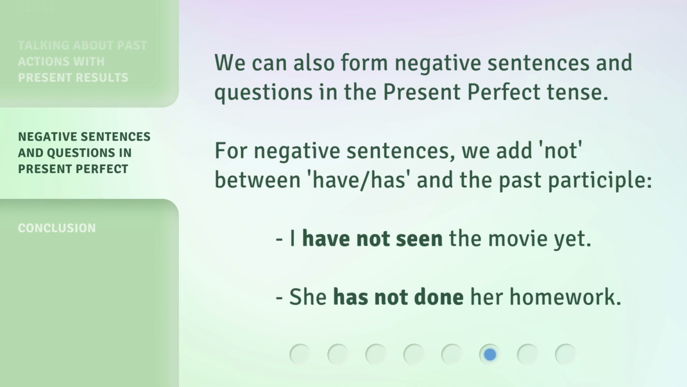We can also form negative sentences and questions in the present perfect tense. For negative sentences, we add not between have, has, and the past participle. I have not seen the movie yet. She has not done her homework.